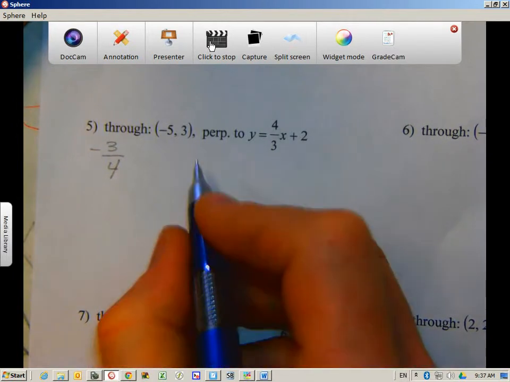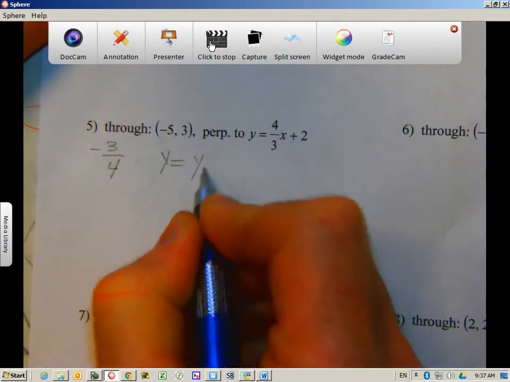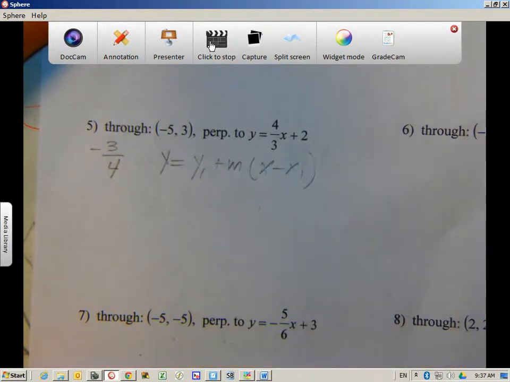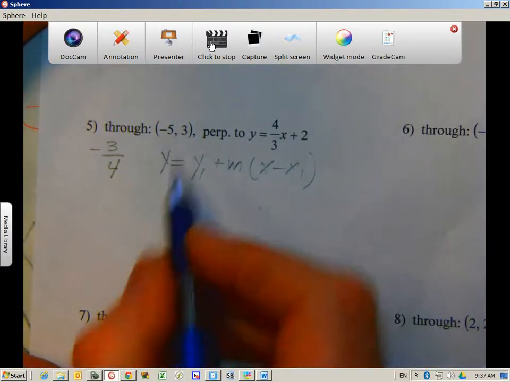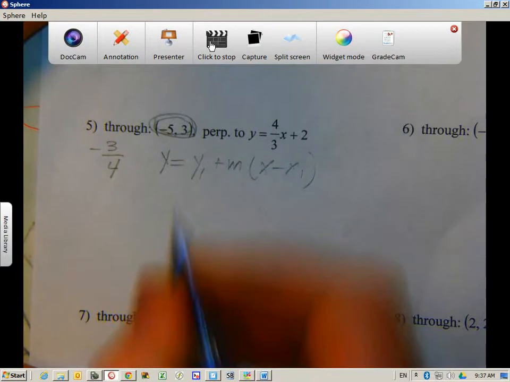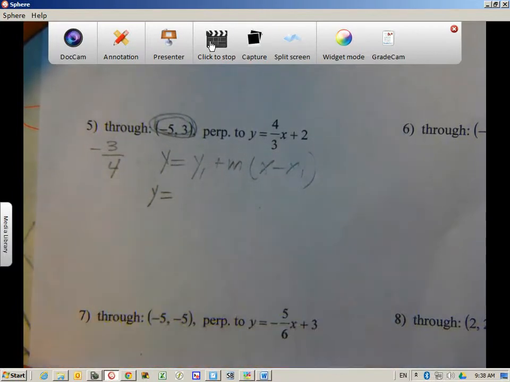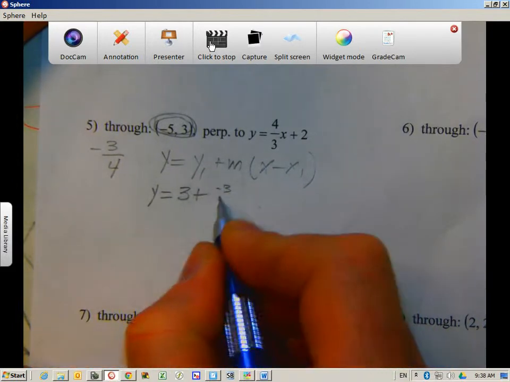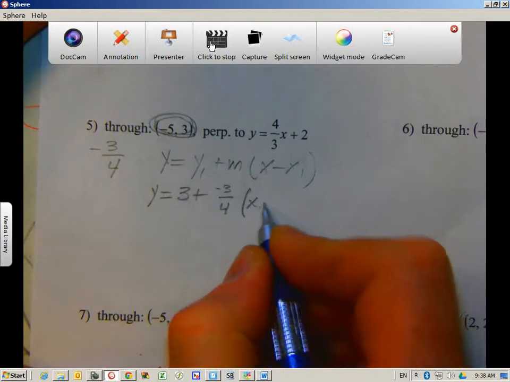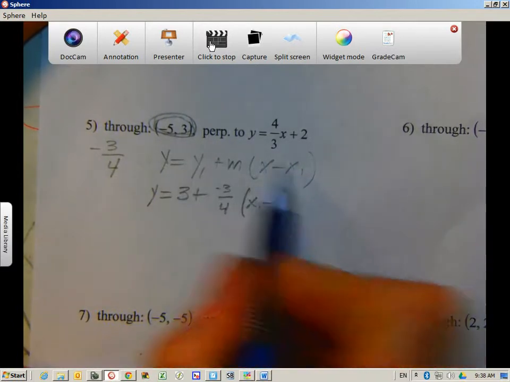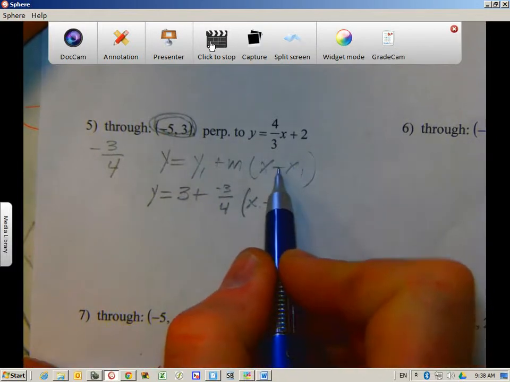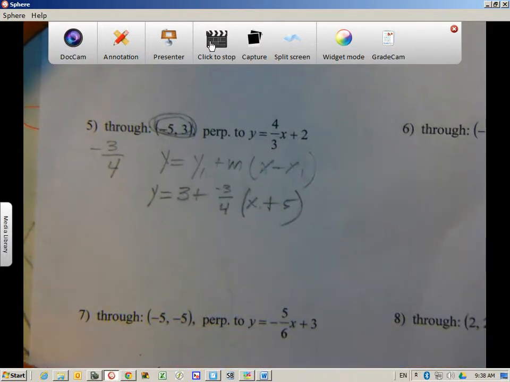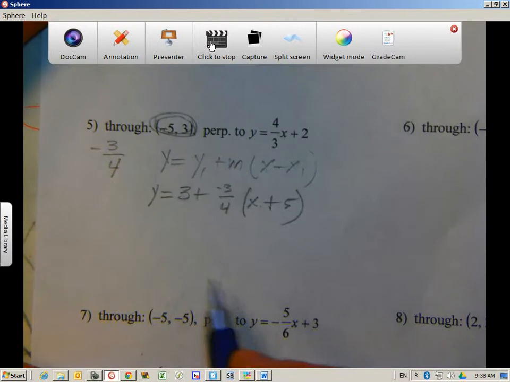And now I'm going to plug it into this equation, which is going to be y equals y sub 1 plus m times x minus x sub 1, where my x sub 1 and my y sub 1 are the real numbers that I'm dealing with in this problem. So let's plug them in. Y equals y sub 1 is 3 plus m, my slope, is negative 3 over 4 times x minus my real value. But wait, it is a minus 5, so I want it to be minus 5. That's a plus 5. And now I'm going to distribute and collect like terms.